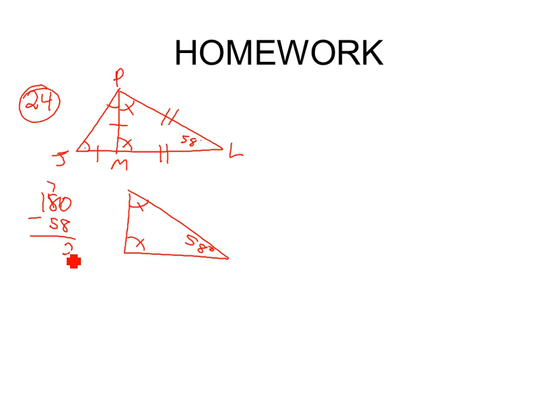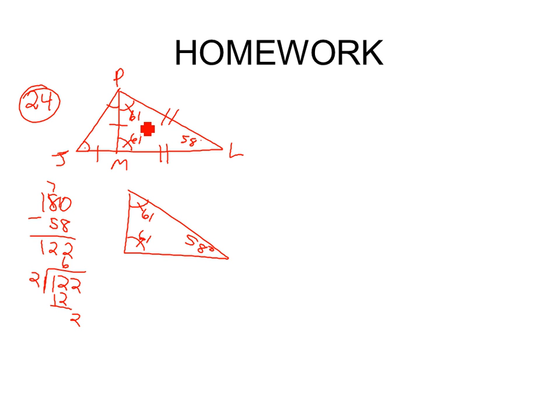Let's do this real quick. I have to borrow there. 122. Then divide that by 2. What's 122 divided by 2? 61. So that angle's 61, that angle's 61. Let's write them in here. Wait, how do you get 58? They told us. Oh.